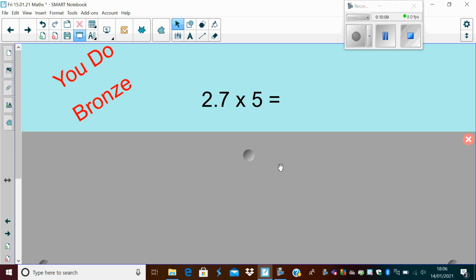2.7 times 5. Can you remember the rules? Pause now to have a go at it, or I'll remind you of the rules. So, ignore the decimal. Have an estimate first.